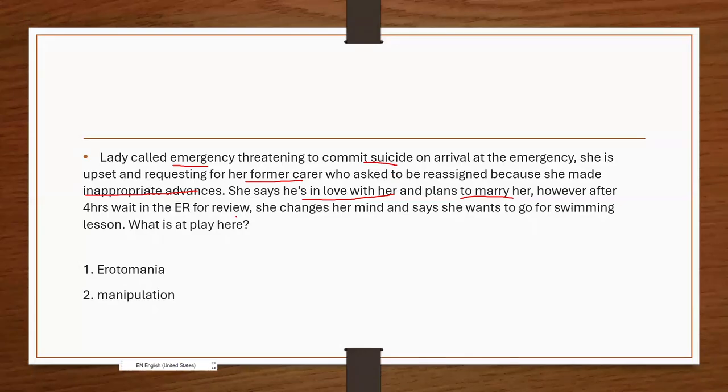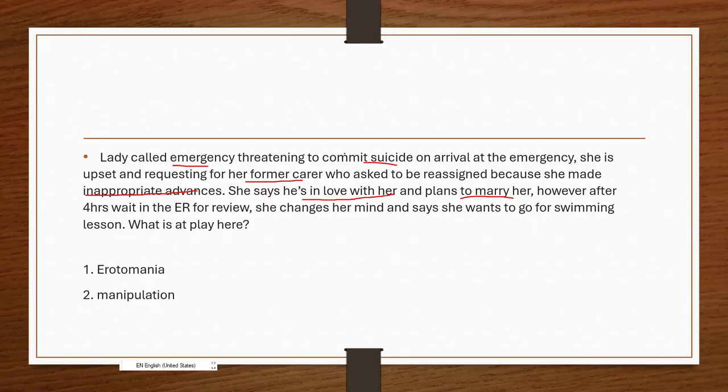In erotomania, the person that they think is in love with them is usually of a higher standard than them, but it's not always. Usually it's like that. Here this lady thinks the doctor is in love with her. Most of the time this is seen when people think some actor or a famous actress is in love with him or her. There are such reports also in the past. Okay, so that is erotomania.